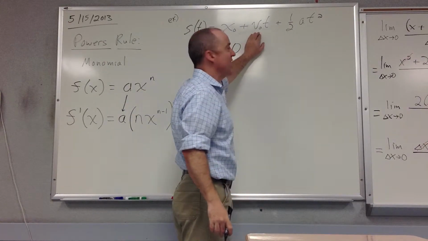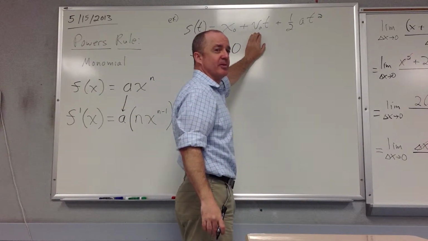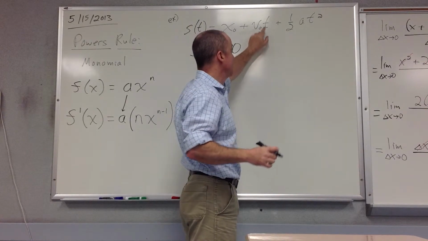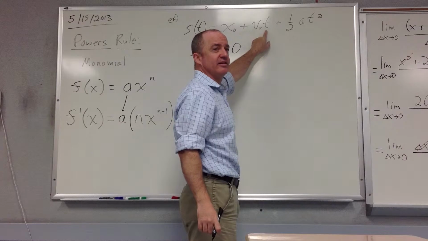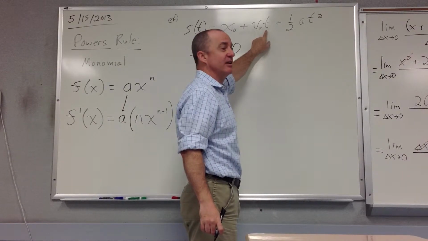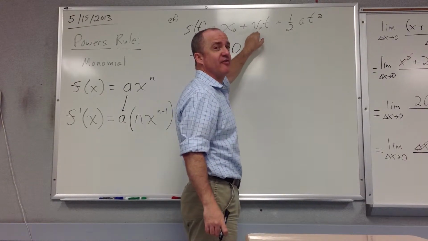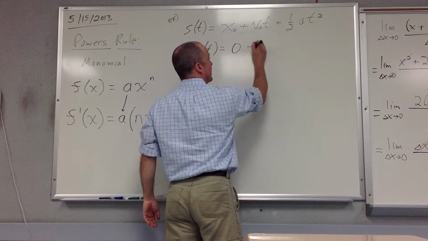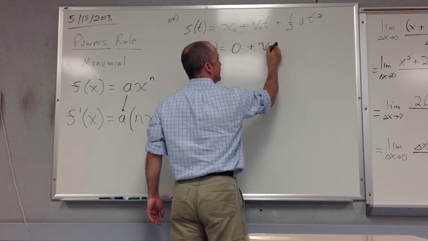Your initial velocity, is that a constant or a variable? It's a constant. You can't go back in time and change where you started. What about your time? It's changing, right? Okay, so this is just like 5 times x. So the variable is going to go away, and all that's going to remain is the v initial.